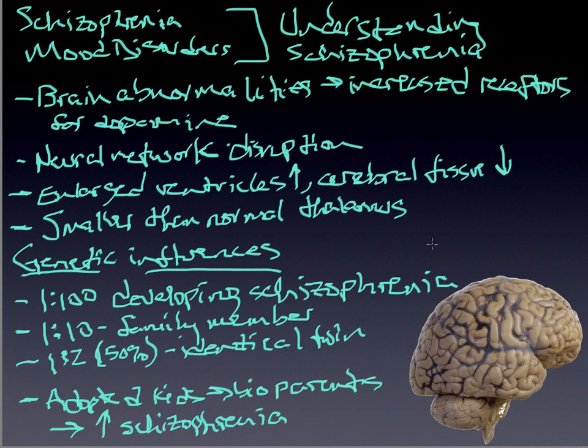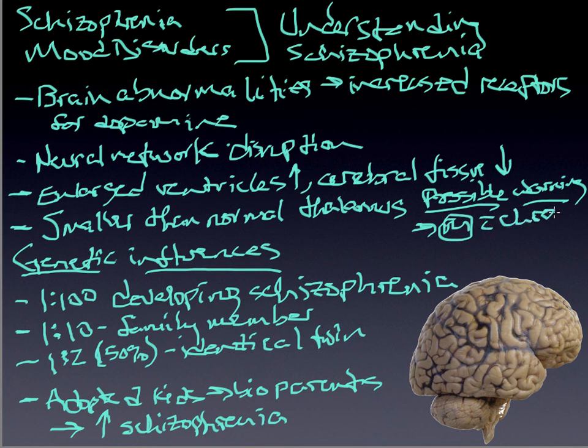Now, as far as environmental factors are concerned, none have been discovered that invariably produce schizophrenia. Researchers have pinpointed some possible early signs in children. For example, a mother whose schizophrenia was severe and long-lasting. So, possible warning signs, let's put it that way. The first one is a mom with chronic schizophrenia.